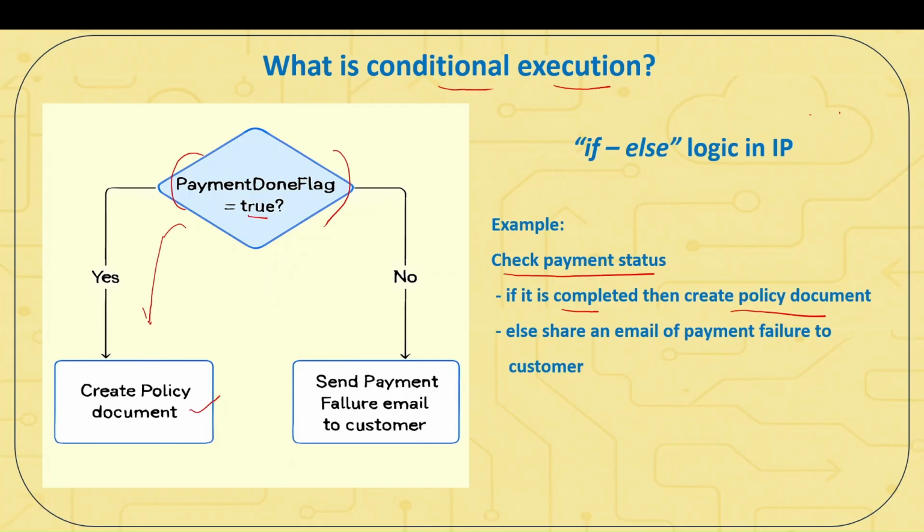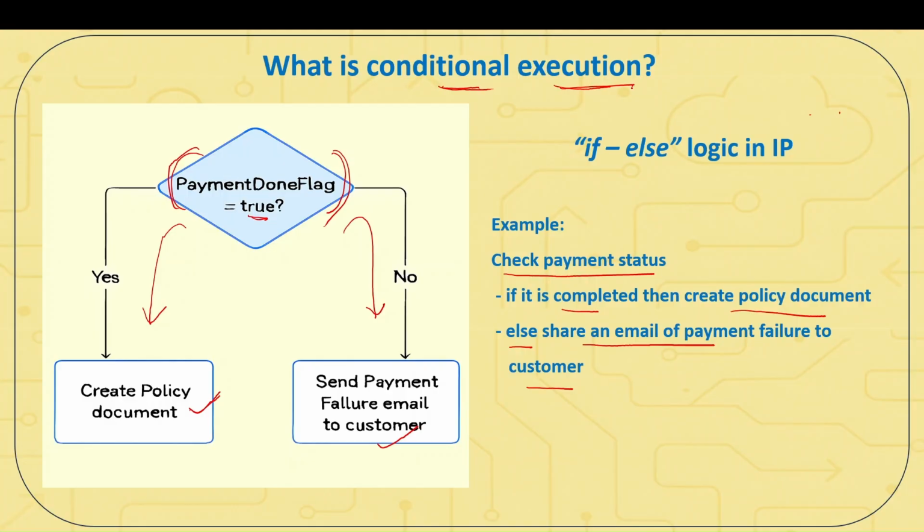Then follow this positive path, create policy document and share with the customer. If payment is not done, else share an email of payment failure to customer. It means the value of this flag is not true, it is false. Then follow the negative path, send payment failure email to customer. So based on the value of this one flag, one of the paths will be executed. This is called a conditional execution.